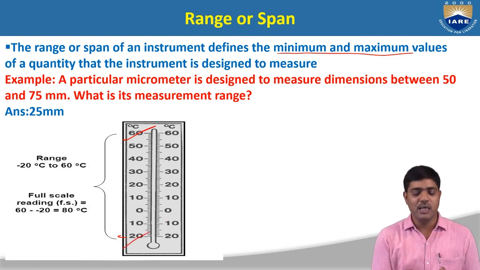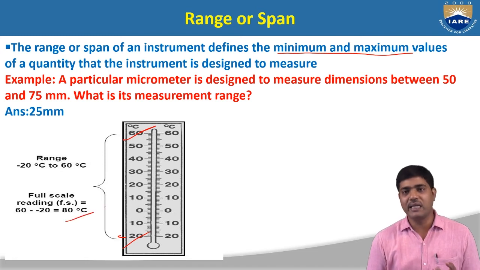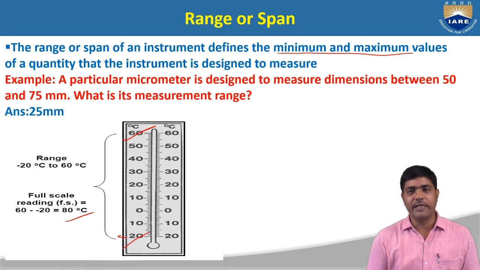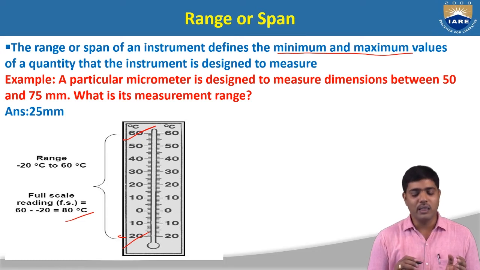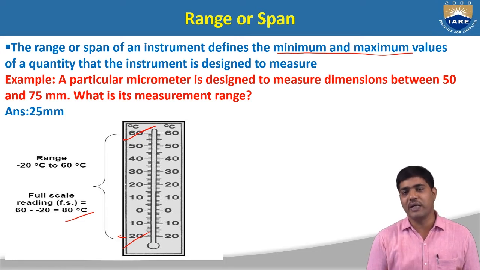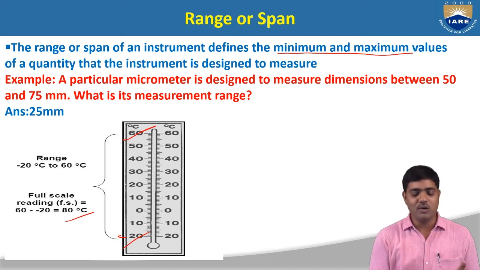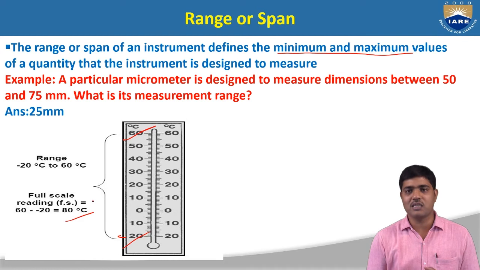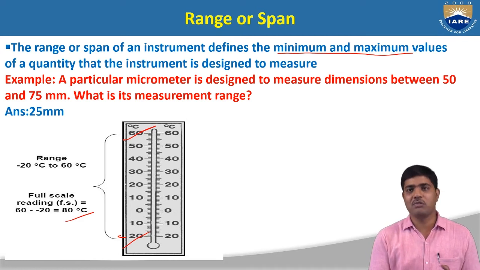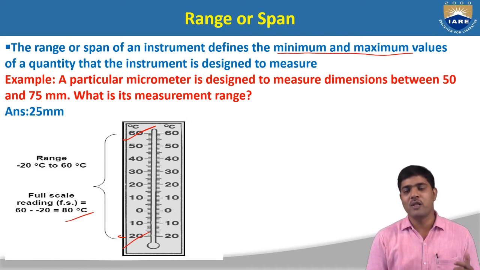60 minus of minus 20 is going to be 80 degrees centigrade. So this instrument has a range of 80 degrees centigrade, and it can measure the temperature within the span of 80 degrees centigrade. What does span mean? The difference between the maximum and minimum value of the range of that particular instrument; that we can also call the span.